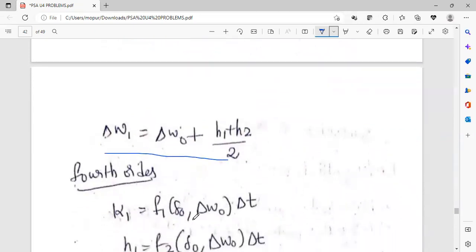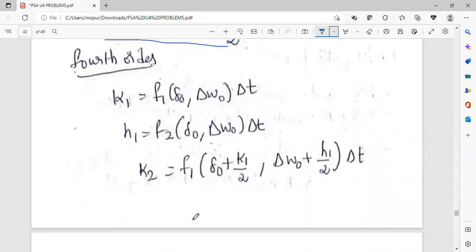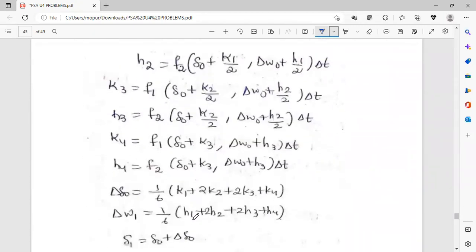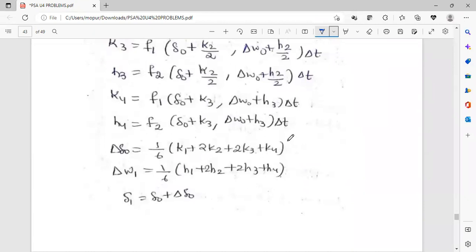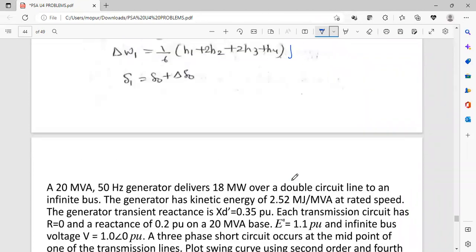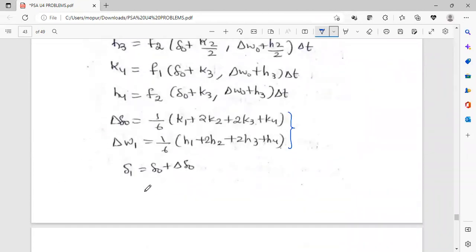Similarly, for fourth order, we have K1, H1, K2, H2, K3, H3, K4, H4. And then we should find del naught, del omega, and then del 1 and omega 1. Sorry, del 1 and omega 1. Omega 1 is equal to omega naught plus del omega naught.